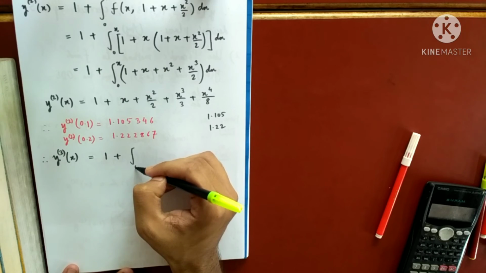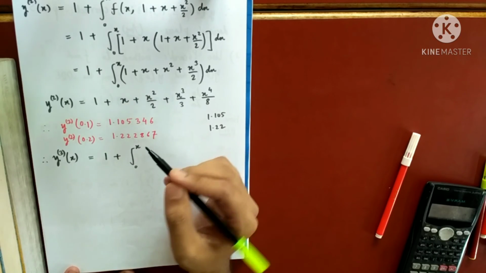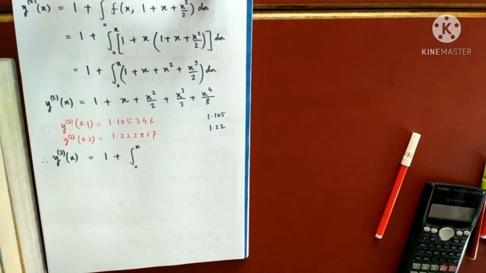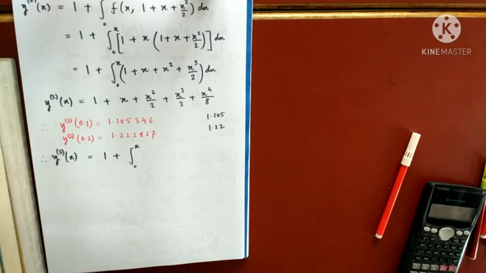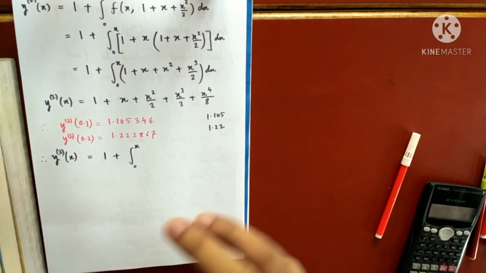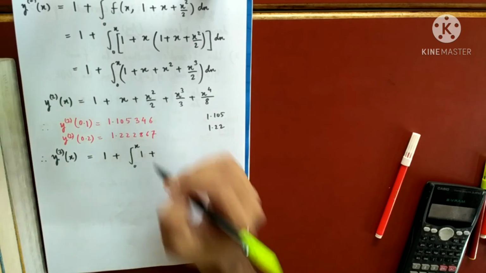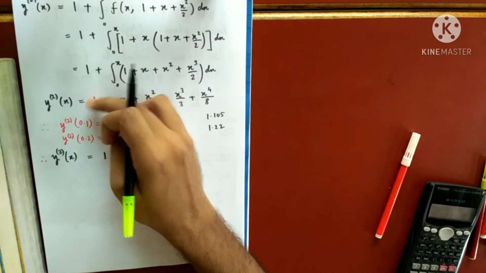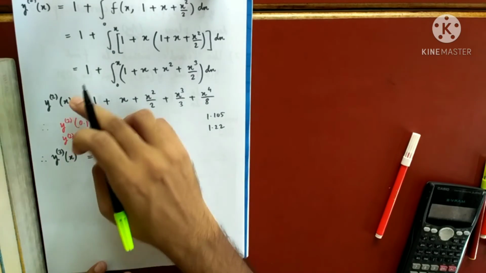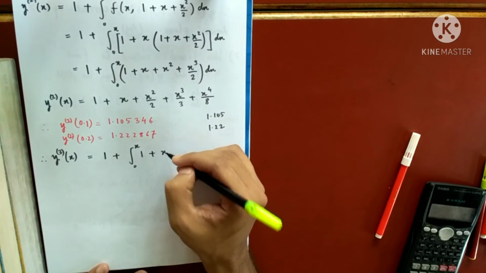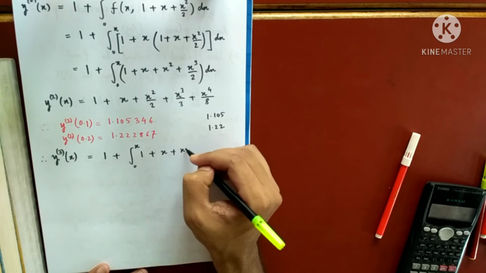I'll just do the third iteration. Let's see. So I'll write it directly now. 1 plus the integral from 0 to x of the function f of x comma y. Y here is this. Don't get frightened by seeing the y. So f of x comma y, the function is 1 plus xy. So x into this quantity. I'm jumping steps. Okay, so 1 plus xy.